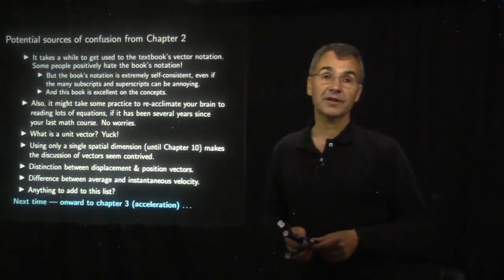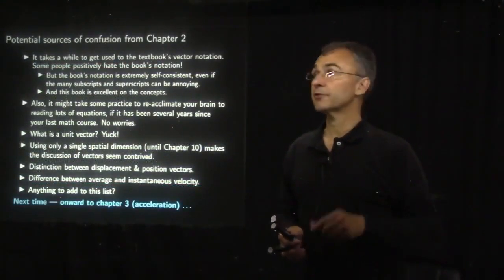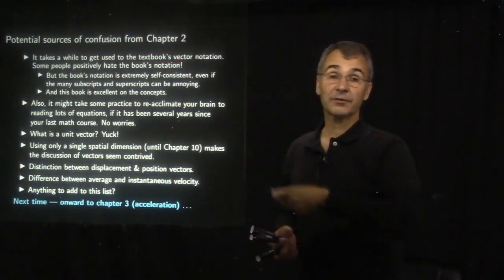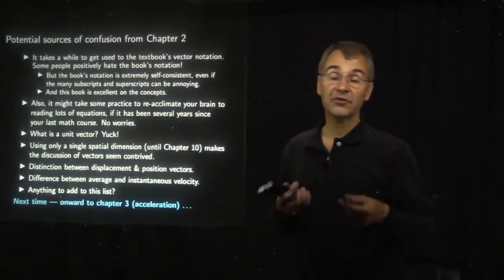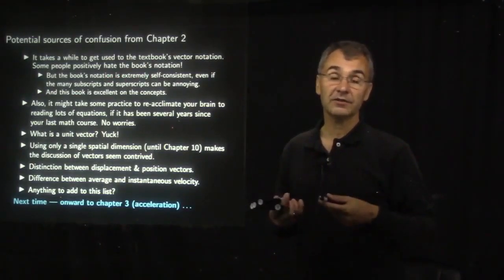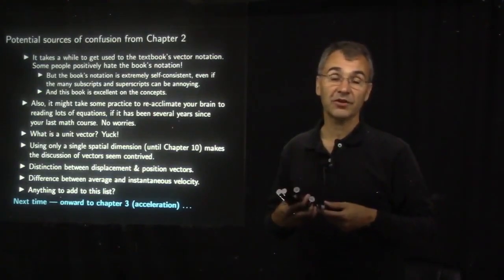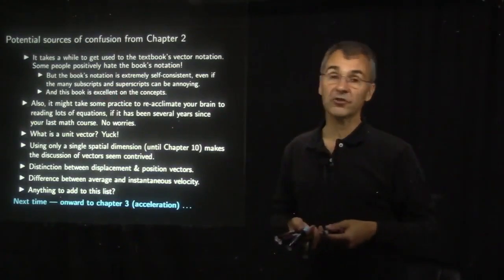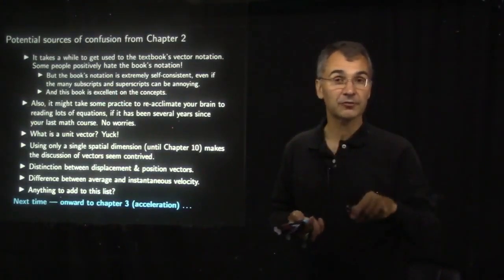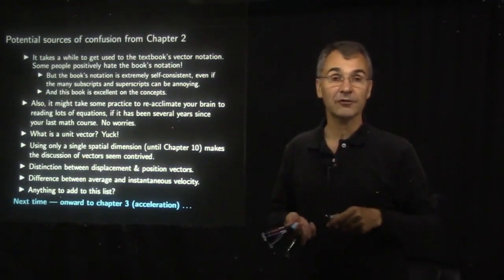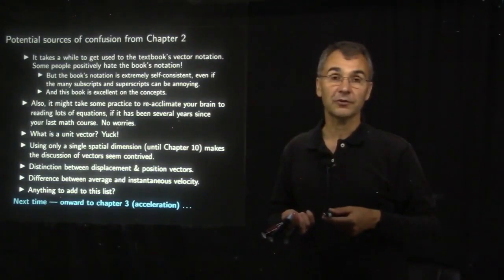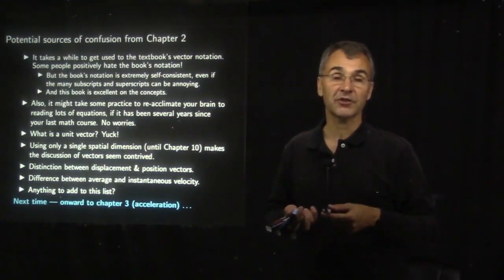So here are a few things that I think over the years people have found confusing about Chapter 2. It does take a while to get used to the vector notation. Some people really dislike it with all the subscripts. But it is extremely self-consistent. So once you learn how to read it, then other equations will just make sense because they're all labeled in the same self-consistent way. So even if there are a lot of annoying subscripts and superscripts like i for initial, f for final, and then the x direction and average and so on, the same notation is used highly self-consistently throughout the book. So I think even if you don't like it, you'll appreciate how self-consistently it's used.